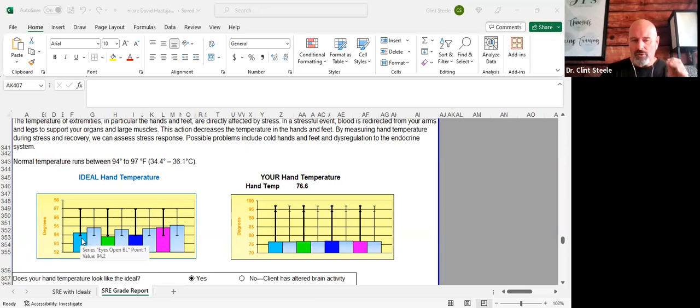This is one of the most important things that we need to know about the brain and nervous system. Is it adaptable? Can it adapt? Can it perceive the environment properly and then change physiologic function? Adaptability. Is this person adapting?